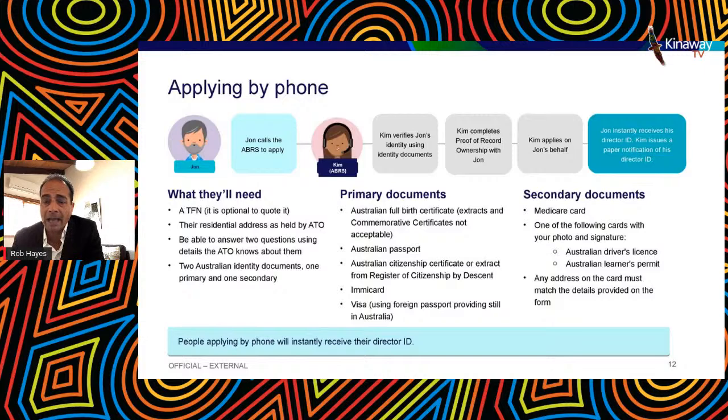The abrs.gov.au website has a full list of the types of identity information that are required in order to apply for the Director ID through the various channels, whether that be online, over the phone, or through paper.